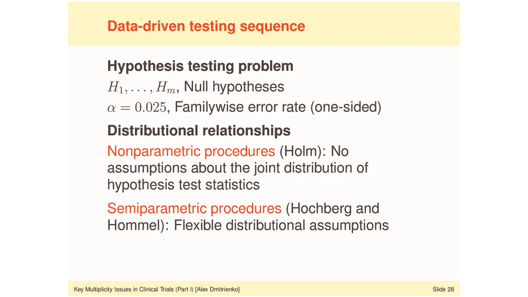And the last case, when the joint distribution of the hypothesis test statistics is fully specified, parametric procedures need to be applied, and this case will be considered in Module E.